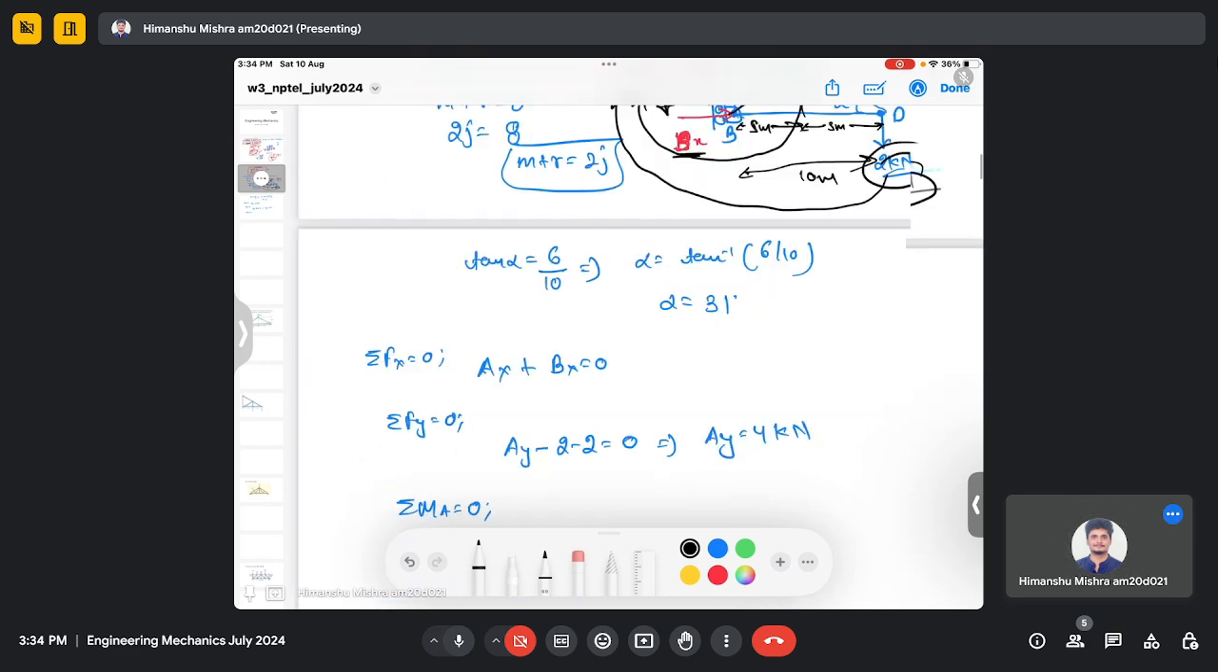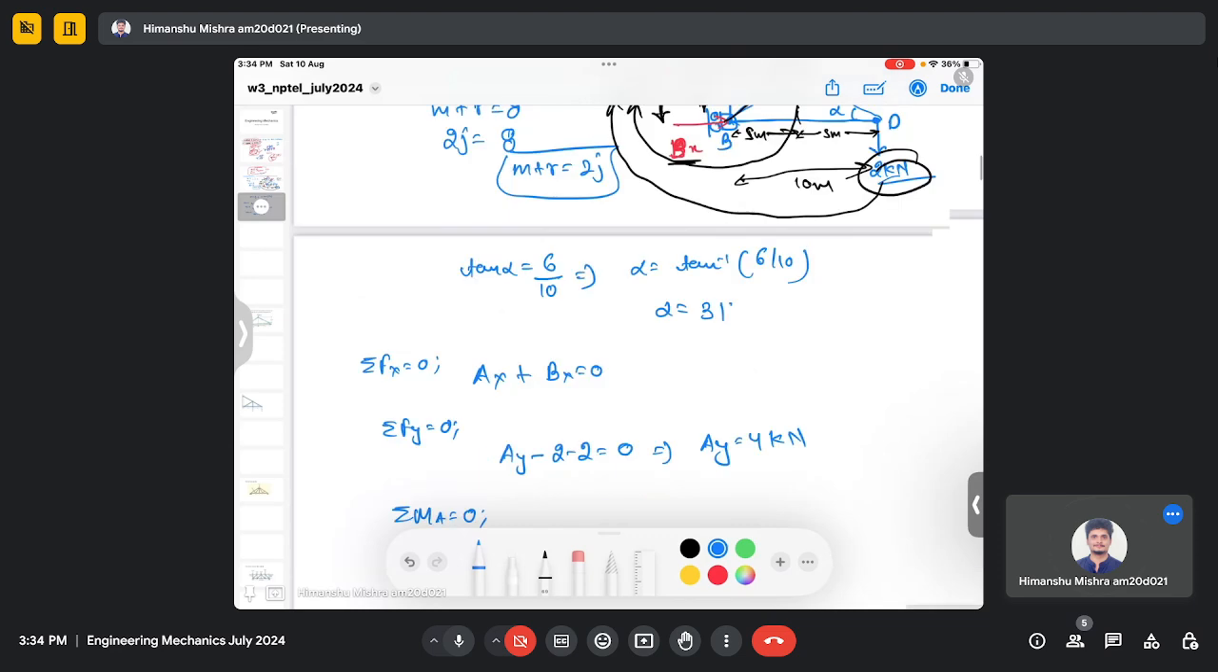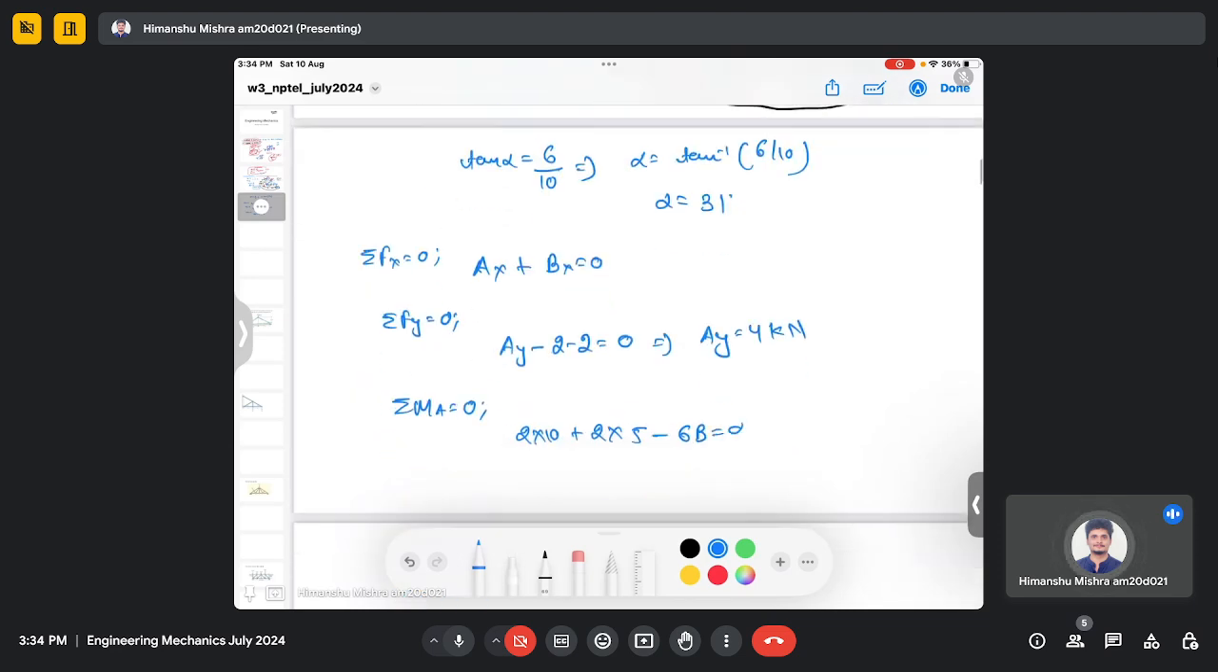So we have 2 multiplied by 10 plus 2 multiplied by 5 minus 6 B equals 0. So it is 20 plus 10 equals 6B. So B will be 30 by 6, or 5 kilonewton. So this is our BX, which is 5 kilonewton, and by using this equation you know that AX will be minus 5 kilonewton.